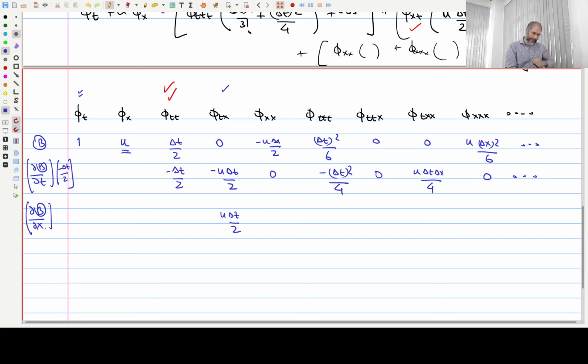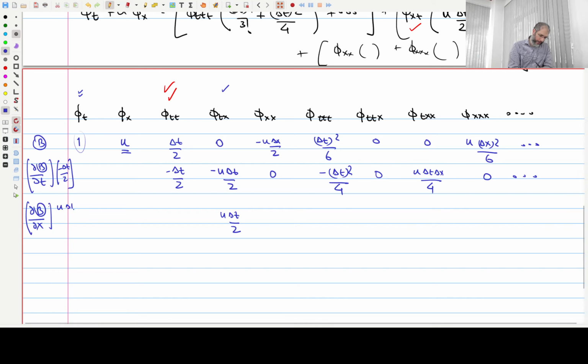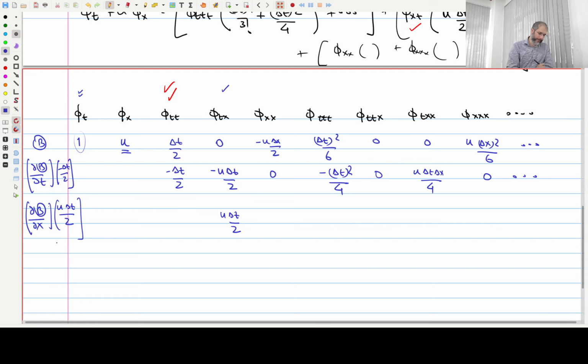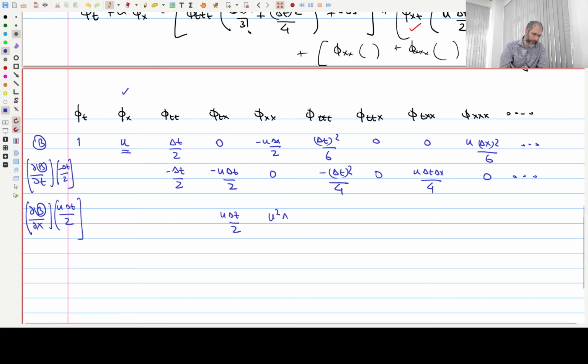I do a del b by del x. So this term has a coefficient of 1 only till now. So I multiply that by u delta t by 2 and add. And in this process, when we do del b by del x, I generate a phi xx term here. So this term phi xx will have a coefficient u square delta t by 2.